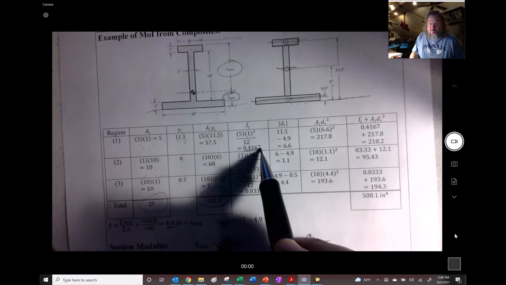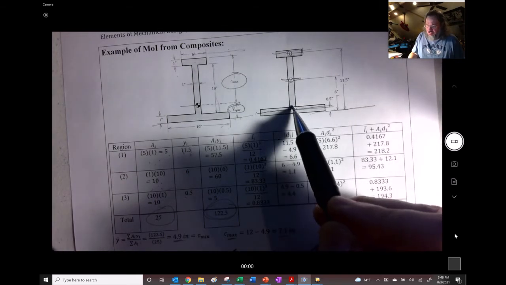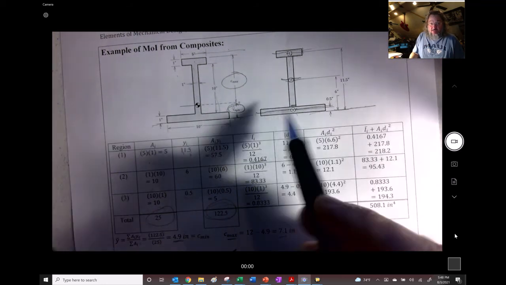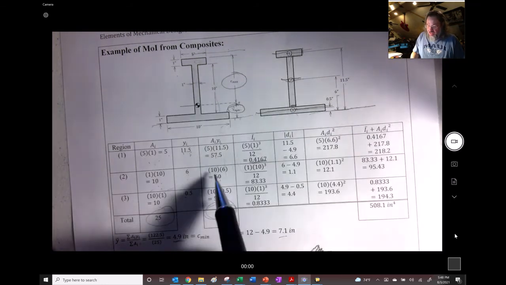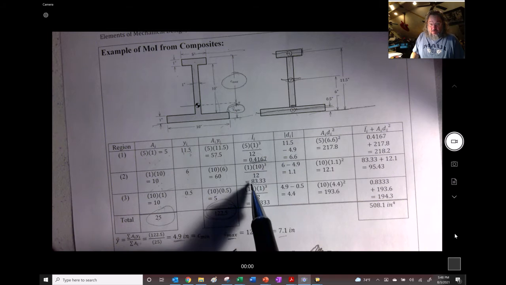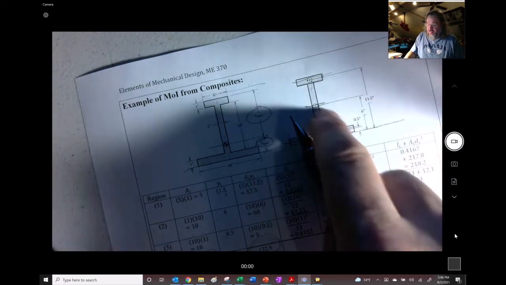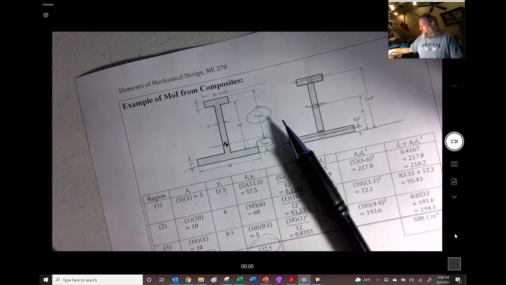Not a very big number. In this case, the base is this width right here, and the height is that right there, right? So it's going to be 1 times 10 cubed divided by 12. And that's a considerably larger number, because it's harder to bend this guy about that axis right there, right?